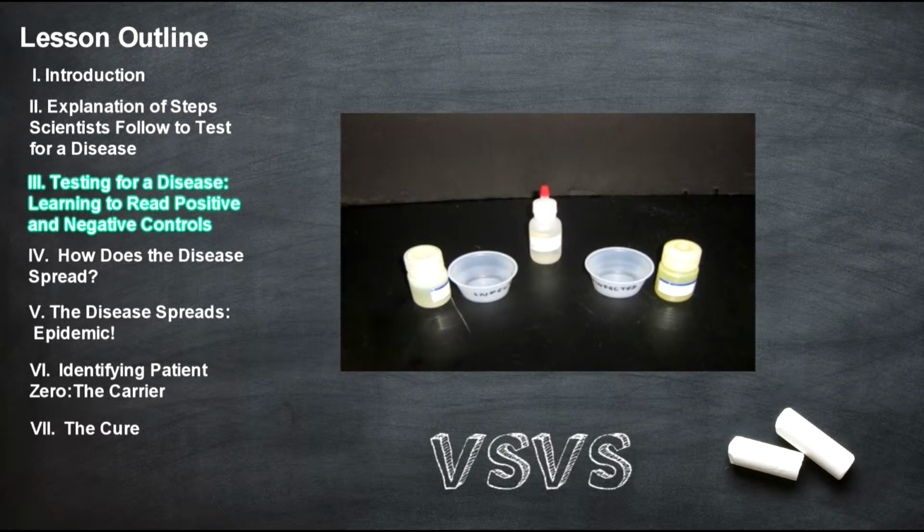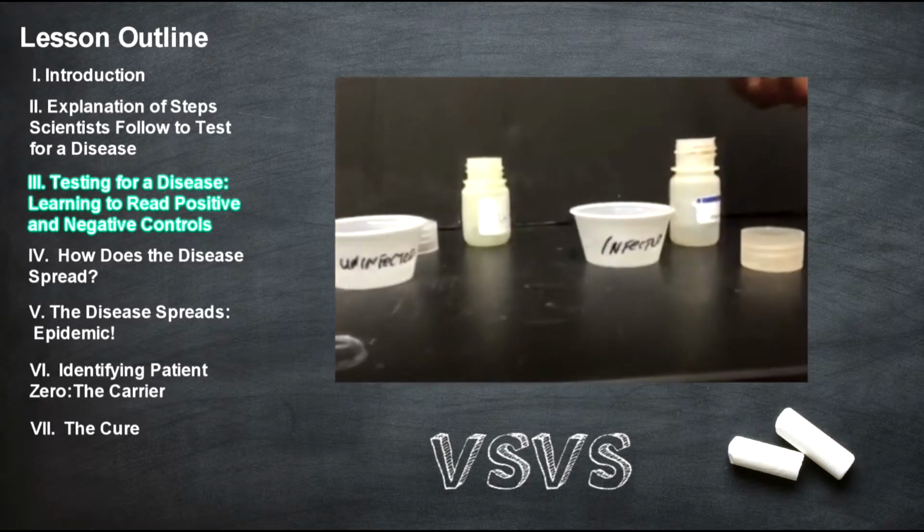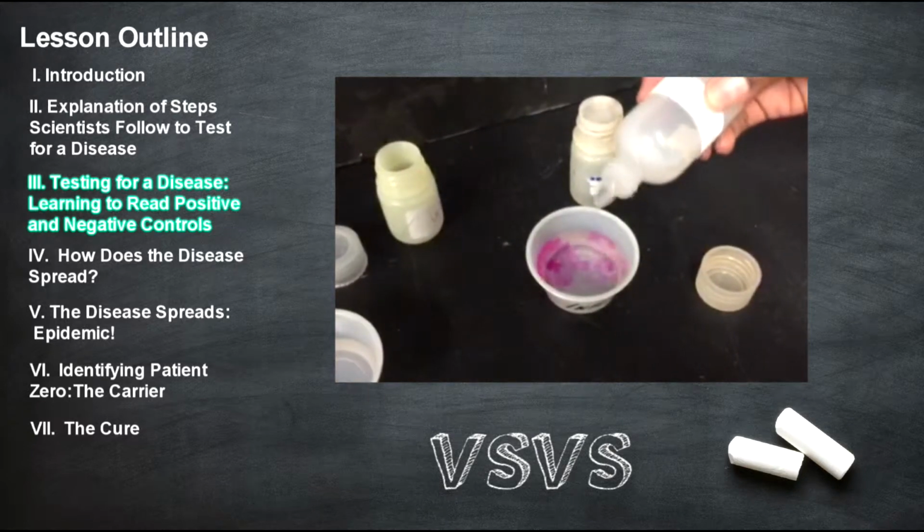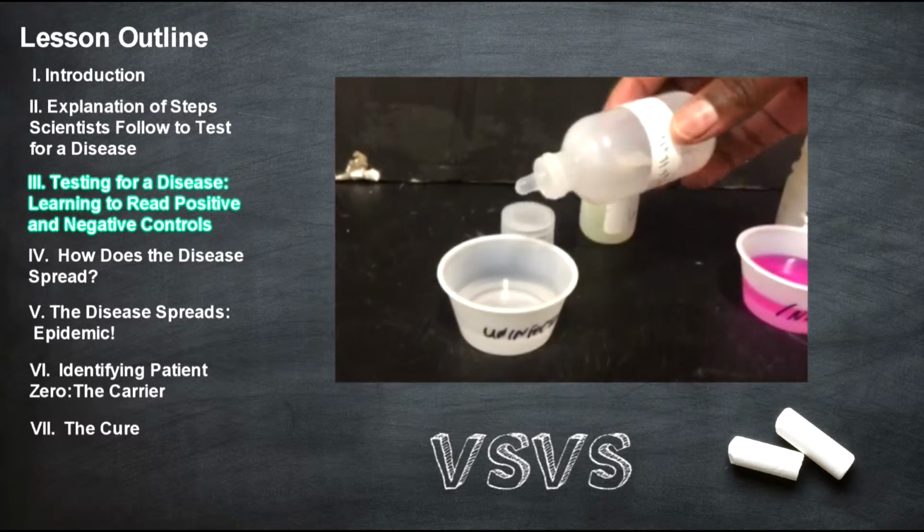Ask the students if they can tell the difference between the two liquids. Both liquids should look the same and they should not be able to tell the difference. Add 1 to 2 drops of indicator to each cup. The infected cup should turn pink while the uninfected cup stays clear.